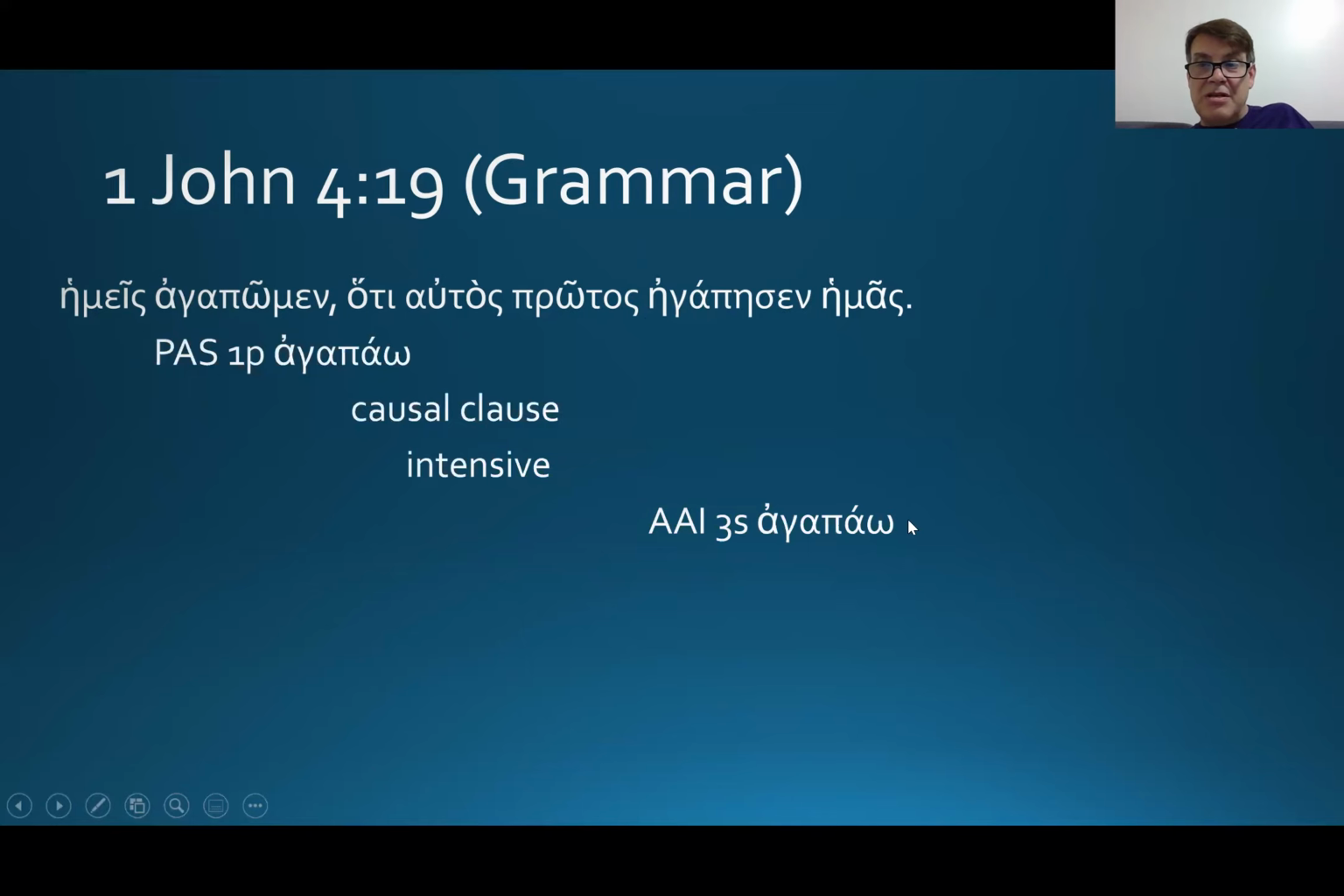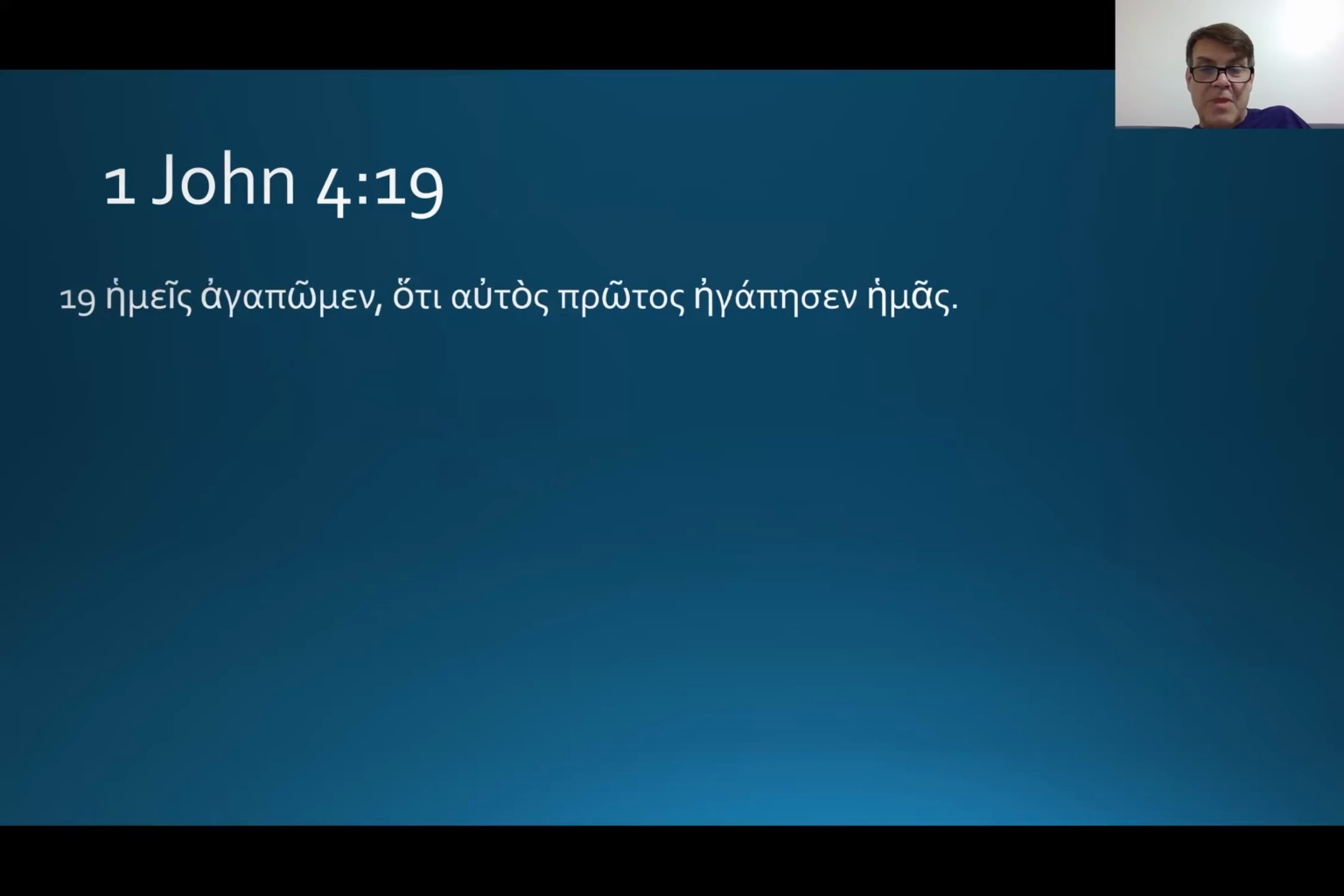That's pretty much it for this verse that we're ending this week with. So can you pronounce it? That was very good. Here's my pronunciation. Hemes, agapomen, hoti, autos, protos, agapesen, hemas. And let me try to read it at speed. Hemes agapomen, hoti autos protos agapesen hemas.